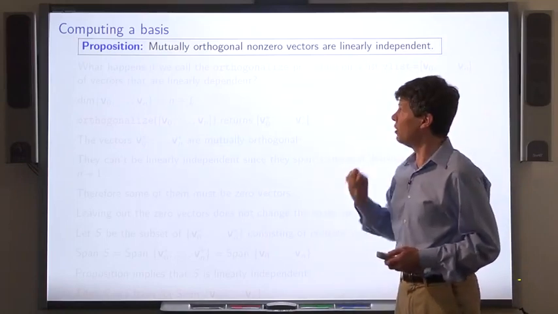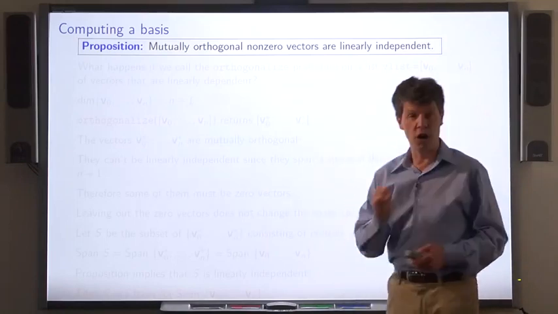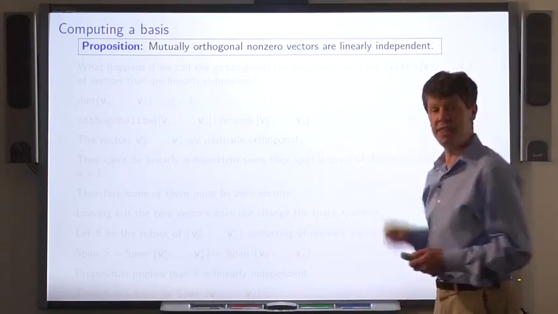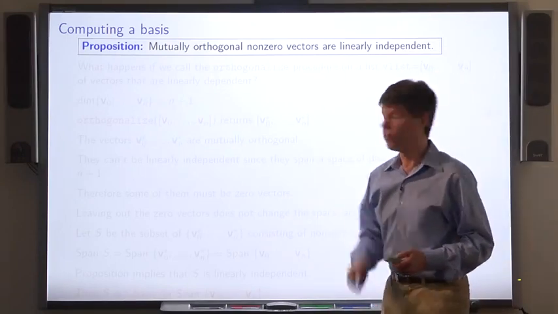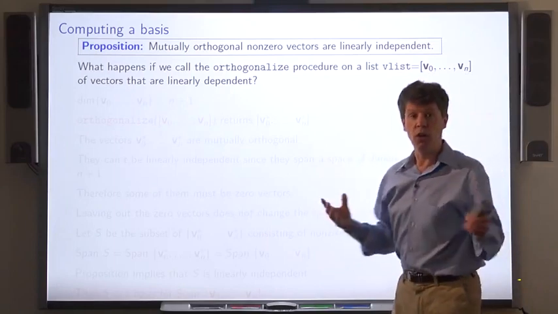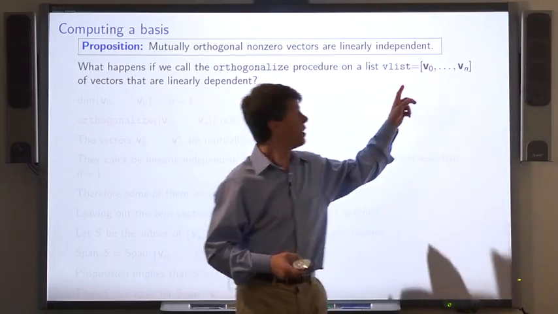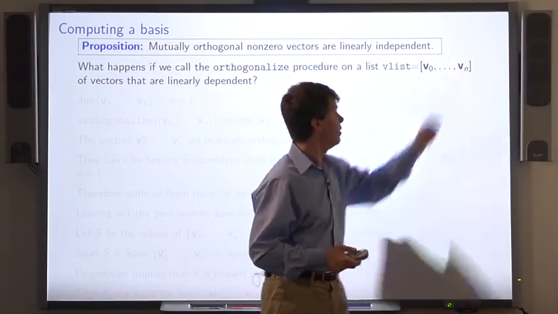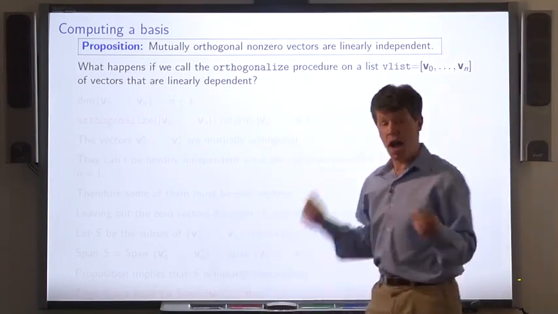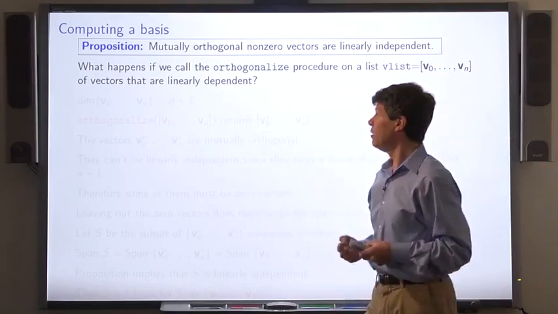Now we have this proposition: mutually orthogonal non-zero vectors are linearly independent. Let's see how we can use this in an algorithm. What happens when we call the orthogonalize procedure on a list, vlist, consisting of the vectors v0 to vn, when those vectors are not necessarily linearly independent?